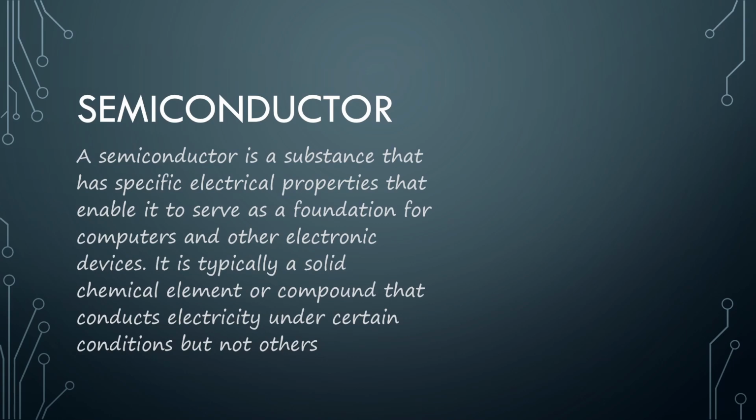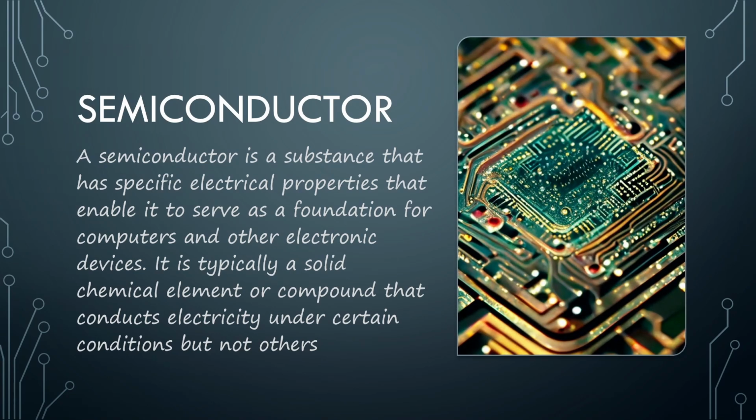Electrons can move from the valence band to the conduction band, allowing current to flow. Semiconductors are used to make transistors, which act as switches or amplifiers in the circuit. The applications of semiconductors: electronics, solar cells, LEDs, sensors. These are the important applications of the semiconductor.